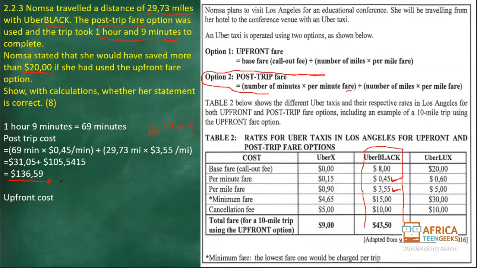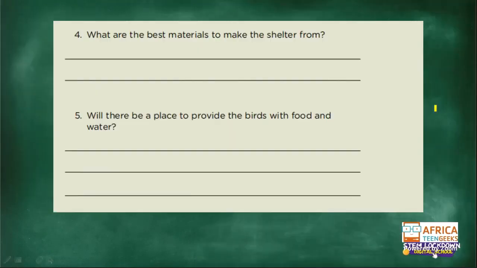Why? Because she's saying that had she used the upfront cost, protected from the sun and some weather conditions. Okay. So what materials do you think you are going to use? Some of you are saying wood.